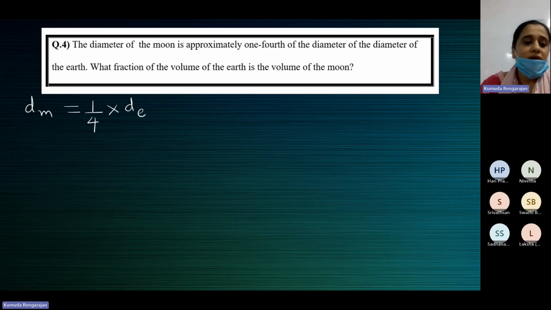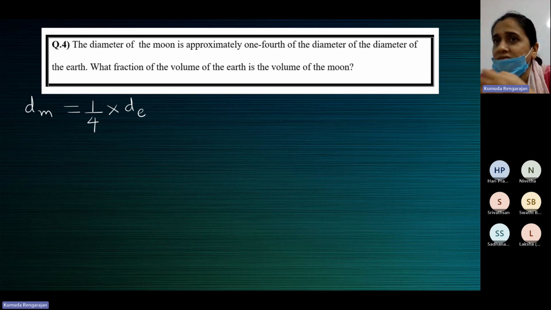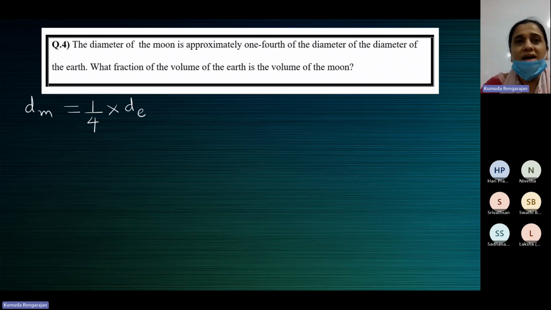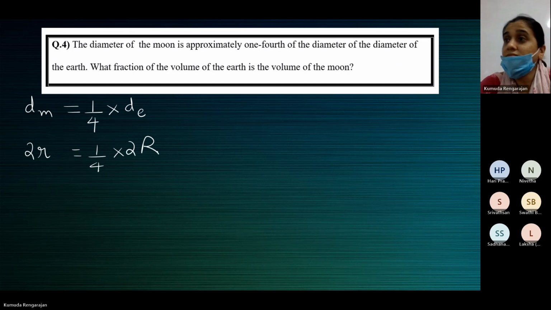Correct? Okay. So now we'll do one thing. What is the diameter of the moon? The moon is smaller in size when compared to the Earth. So we'll use small r for moon and capital R for Earth. All right. So what is diameter? Twice radius. Correct? Diameter is twice radius. So let me write the diameter of the moon as 2r is equal to 1/4 into 2R.